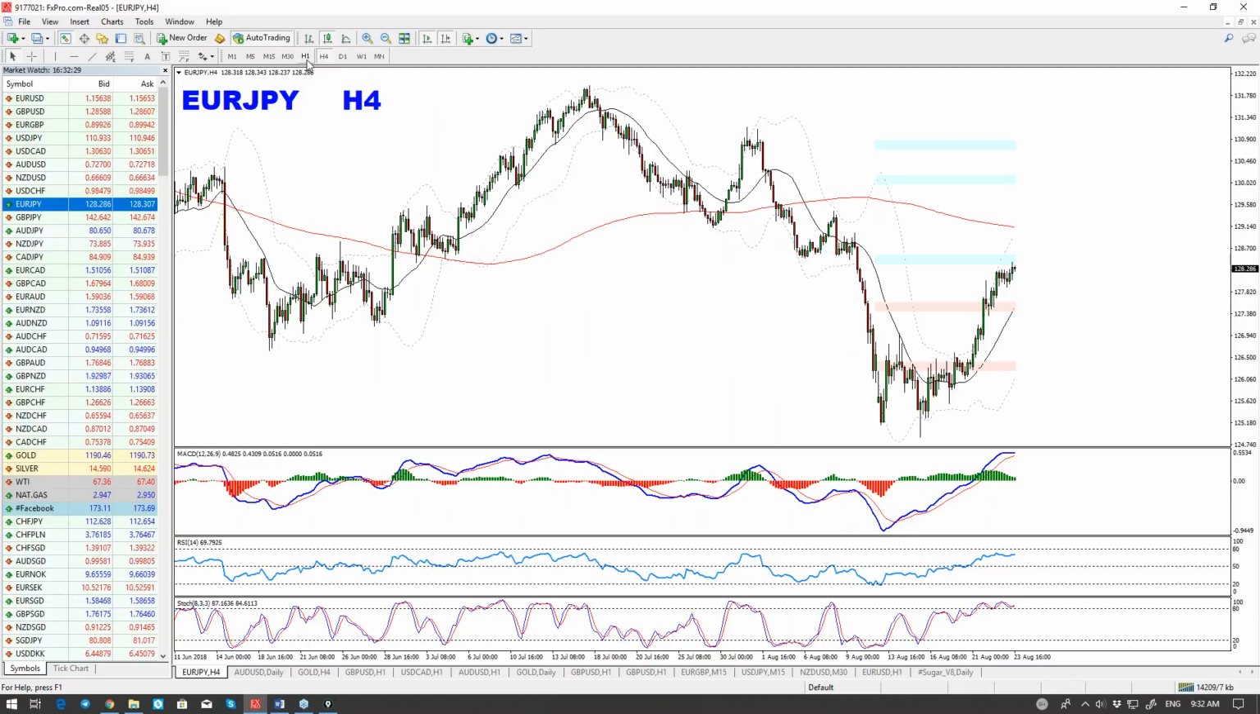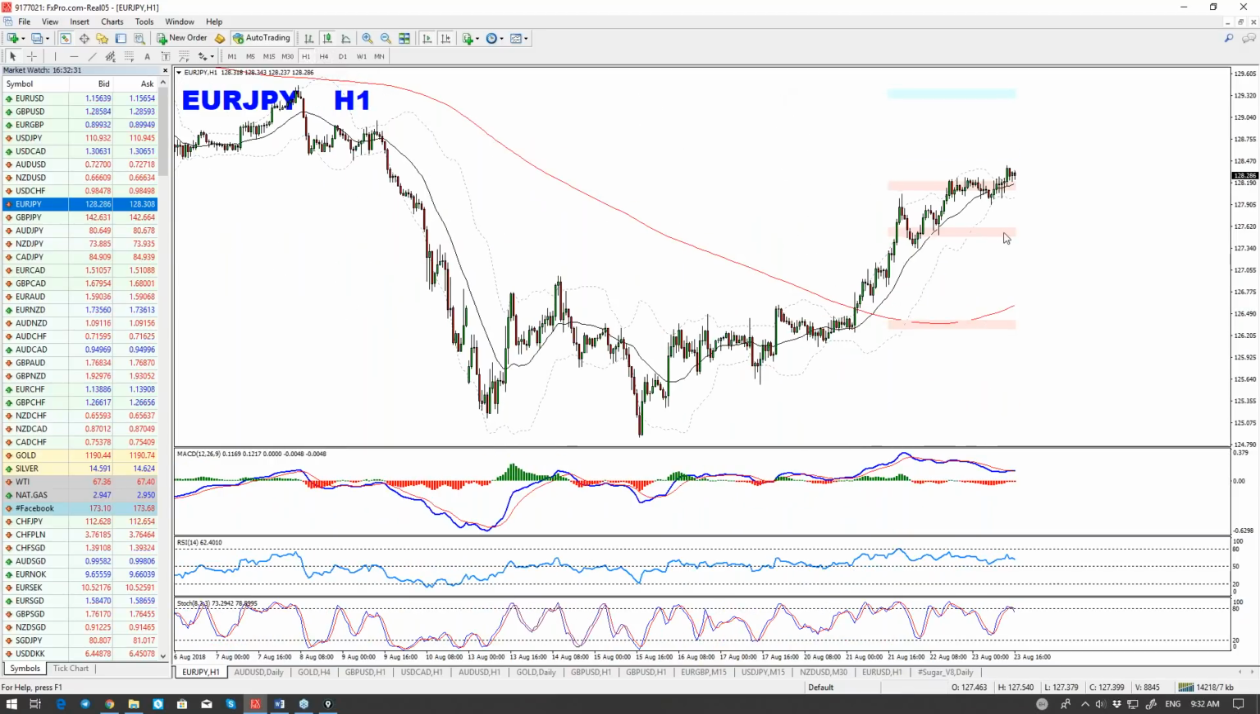Euro yen, the short-term longs, basically, I think now it's a smart idea to start making cash outs. It's basically getting over. It's right on the 161.8 of this cycle.